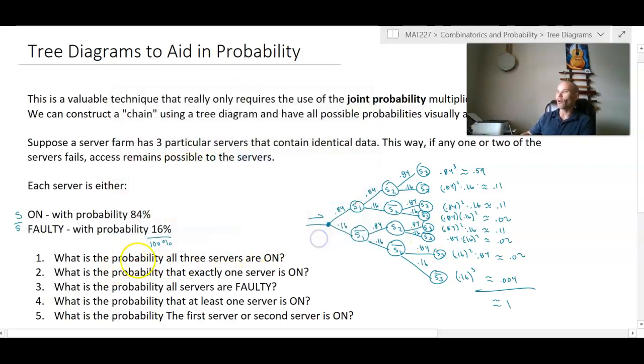All right, let's see how easy this is to actually work with now. What is the probability all 3 servers are on? Well, that's easy. Server 1, server 2, server 3, it's 0.59.